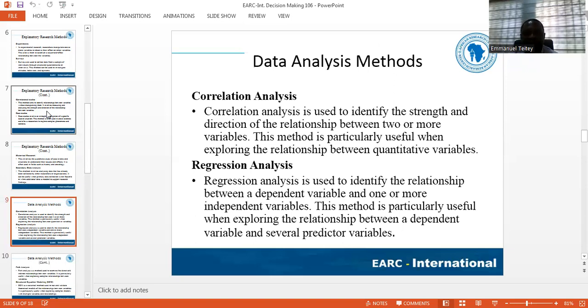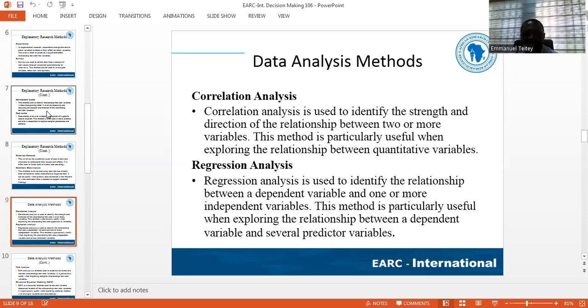Data analysis methods. How data can be analyzed when you are applying explanatory research. One, correlation analysis. Correlation analysis is used to identify the strength and direction of relationships between two or more variables. This method is particularly useful when exploring the relationship between quantitative variables.